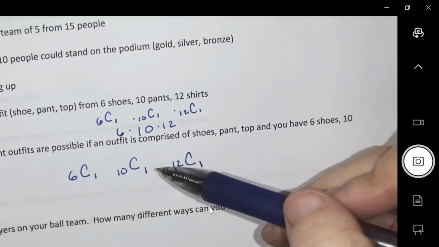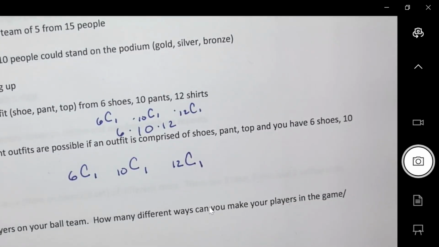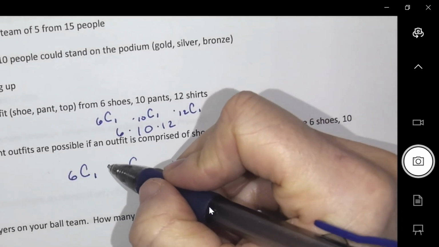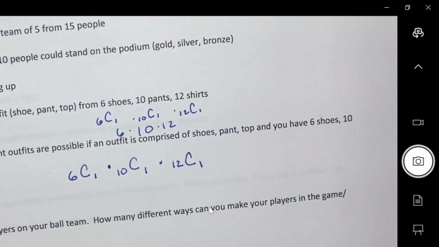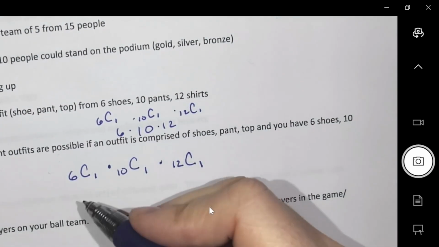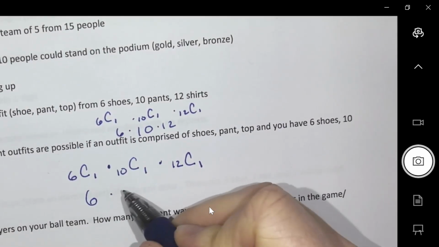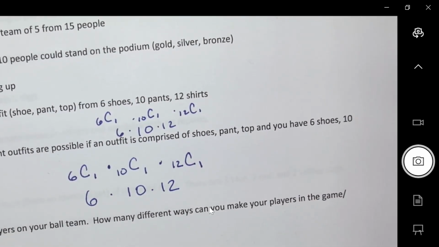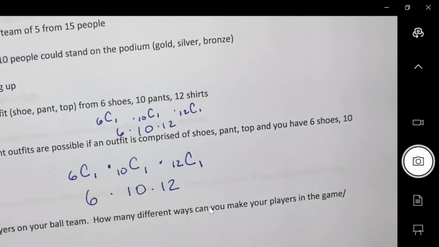What should I do with these? Times them together or add them together? Multiply, because you're doing all of those things at the same time. It's not an either or. So this is a 6, by the way. When you choose 1, it is just that number itself.